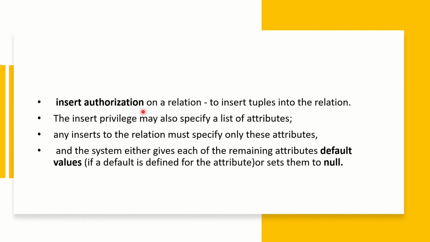Next is insert authorization. It is very similar to update, but instead of update, here we are giving authorization to insert values into a table. Here also we can specify that a particular person has permission to insert certain attributes into a table. For example, instead of update, we write grant insert (budget). What is the meaning? The insertion can only be done on the specified attribute inside the table.